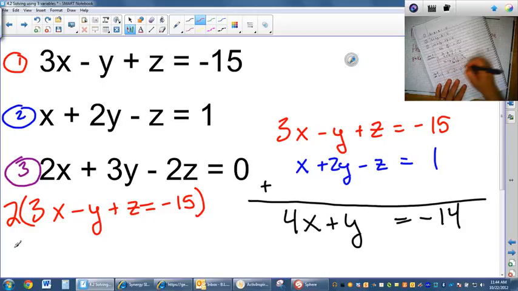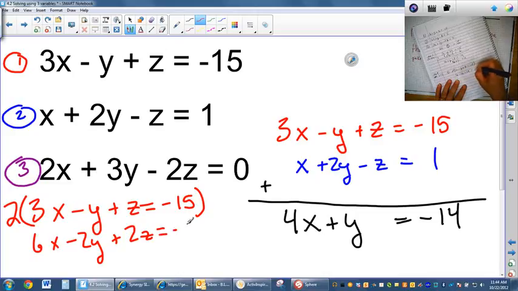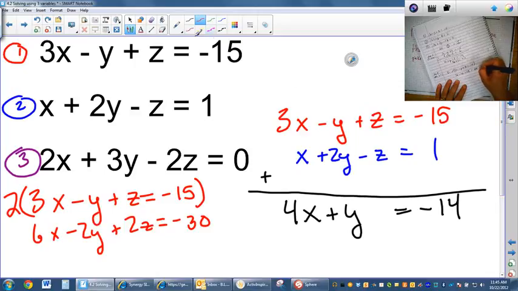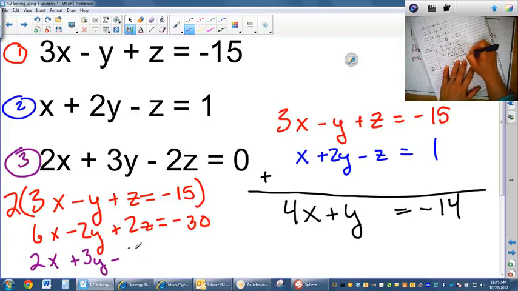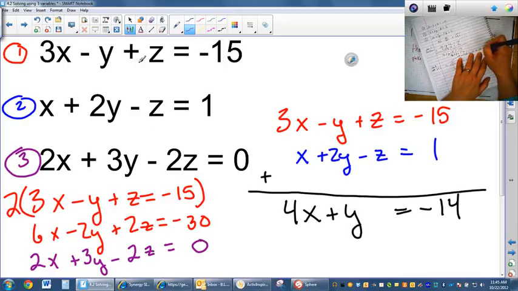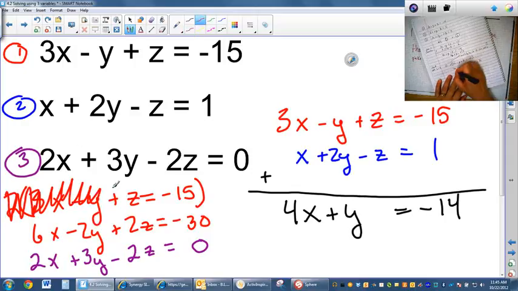So now I get 6x minus 2y plus 2z equals negative 30. And then Vivian said she wanted to use the third equation, so we're going to write it right underneath: 2x plus 3y minus 2z equals. Once again, I'm going to cross off the equation that I manipulated so I don't confuse myself.